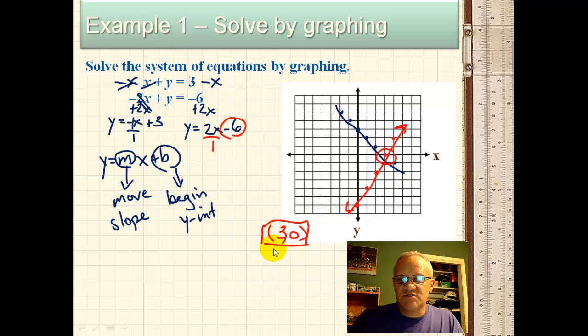That's our solution, (3, 0). That one point where x is 3 and y is 0, that's our solution because that's where the two lines cross. Okay? Getting a feel for it? Let's look at another one.